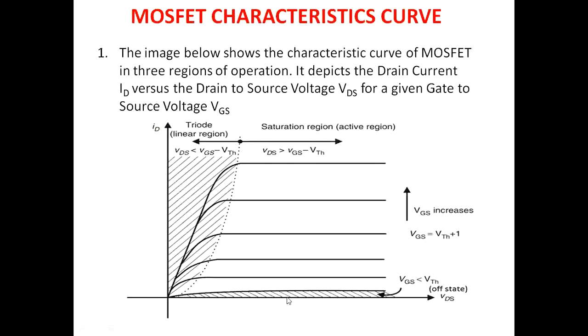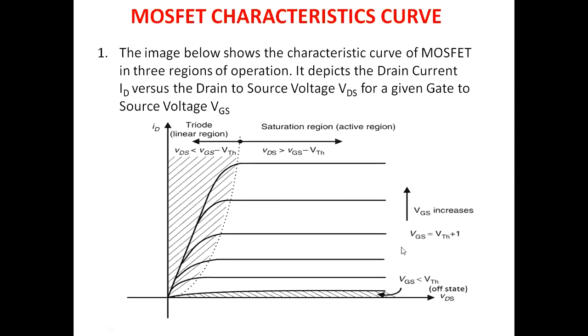This is the region where VGS is very low, and it is less than threshold. When VGS is low and less than threshold, this condition is called the off state condition. This is a very important region, the off region of the MOSFET.